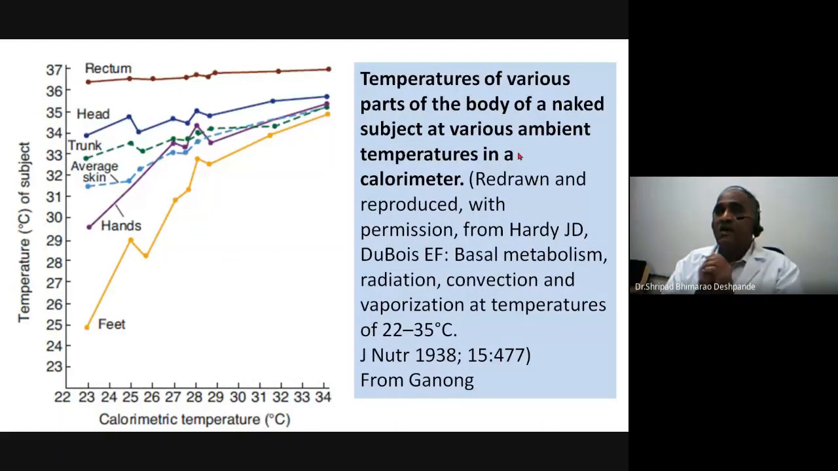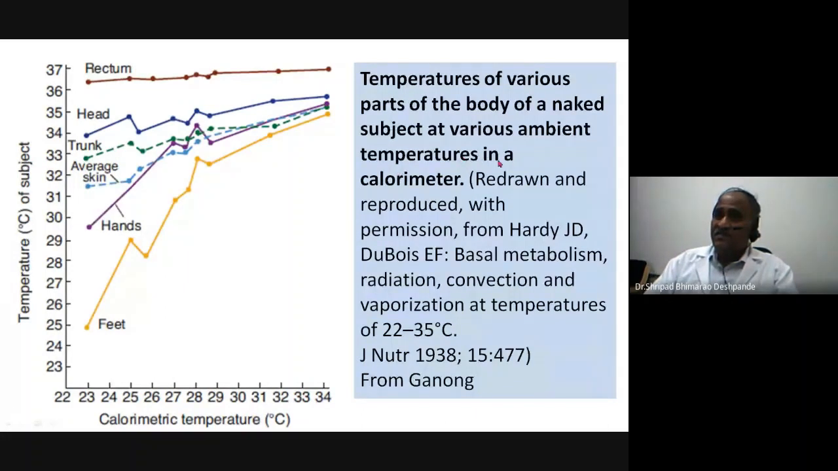So I mentioned the temperatures in various areas of our body. Now the rectal temperature remains fairly constant. This is the calorimetric temperature of the subject. You can just see it is happening straight. The head is a little lesser, maybe 34 degrees Celsius. So it slightly increases.